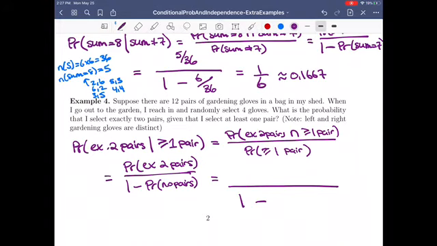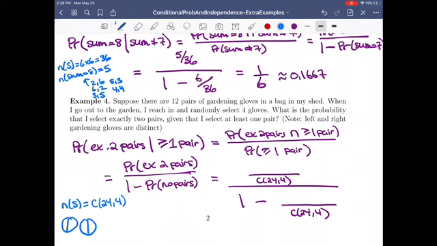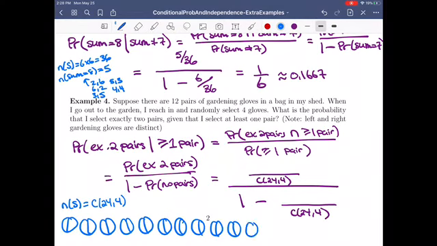So what's my sample space? So I have 12 pairs of gardening gloves. That's 24 gloves. And I'm going to reach in and grab 4. So my sample space is going to be 24 choose 4. Okay, so I know that I'm going to divide these guys by 24 choose 4. Okay, now when I am counting these, remember that they come in pairs. 1, 2, 3, ... 11, 12. Okay, I got all 12 of them.